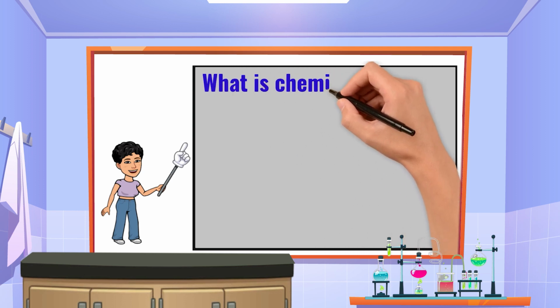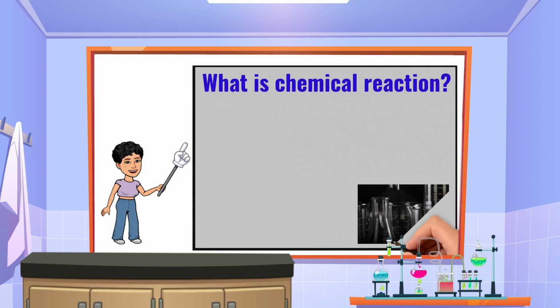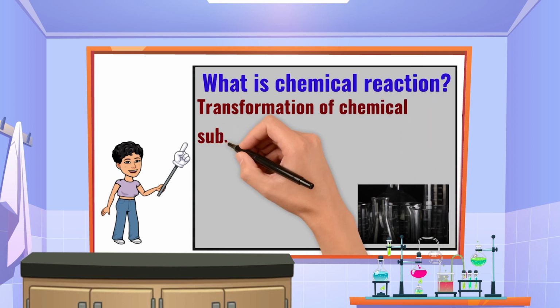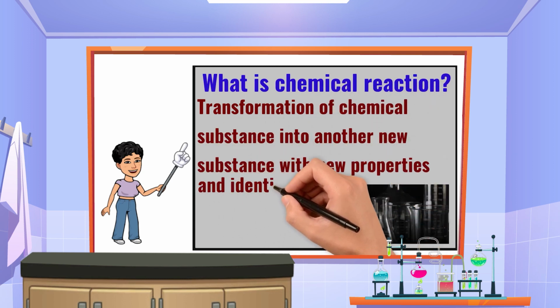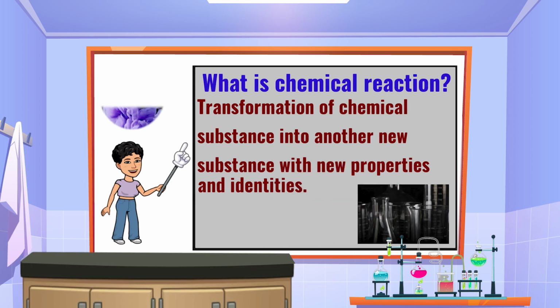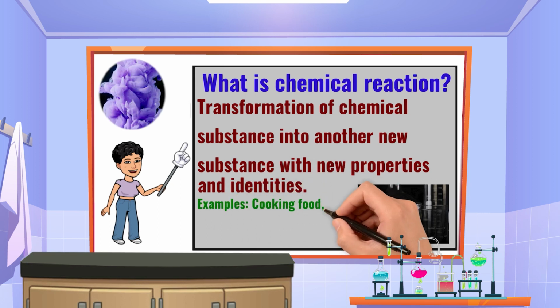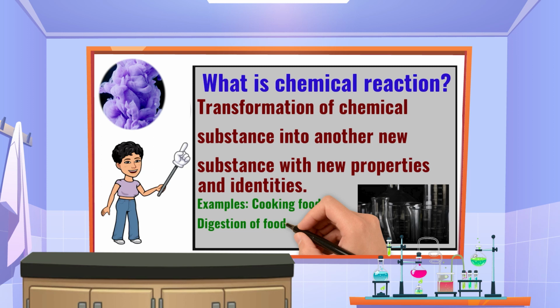When we talk about chemical reaction, we observe the transformation of a chemical substance into another new substance with new properties and identities. Just like our mother makes a yummy soup, she uses various ingredients and combines them to make delicious soup, or let's say digestion of that same soup in our belly, or the setting of curd with the milk being the initial substance.